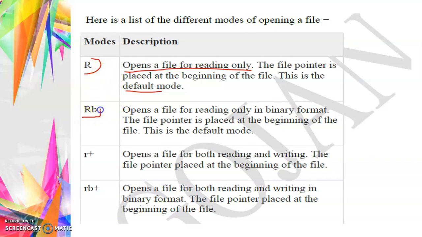RB. The next mode is RB, read binary format. It opens a file for reading only in binary format. Binary format means zeros and ones. The file pointer is placed at the beginning of the file.